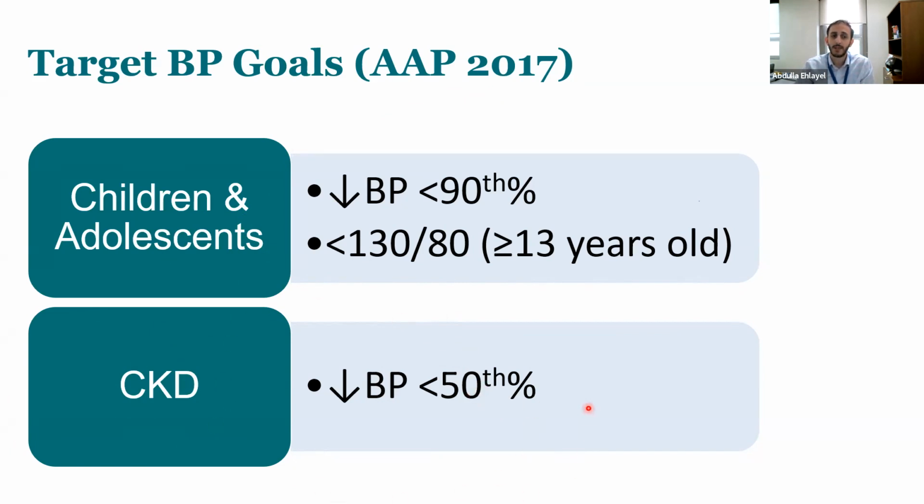Chronic kidney disease, there was actually a randomized clinical trial that showed patients that had a blood pressure at the 50th percentile had less progression to end-stage renal disease. So it's one way to slow down progression to renal disease, and it's something that can be done relatively simply.